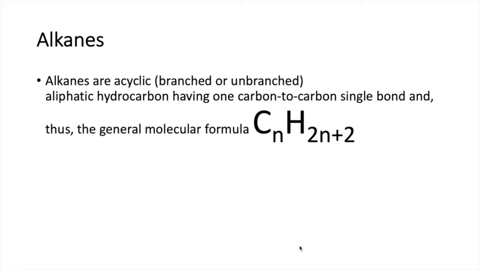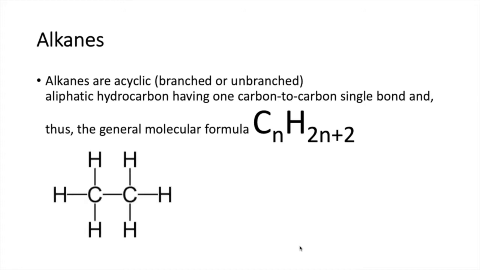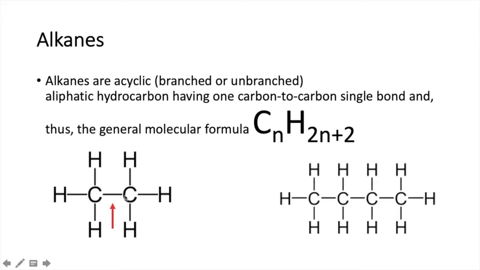Alkanes are acyclic branched or unbranched aliphatic hydrocarbons having only carbon-to-carbon single bonds, and thus the general molecular formula is CnH2n+2. This is an example of an alkane, and it has only single bonds.